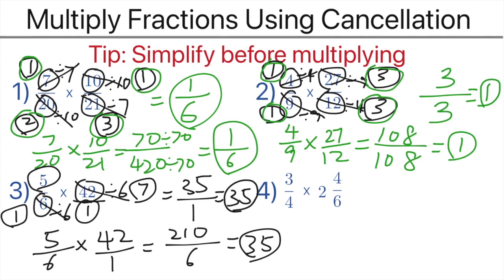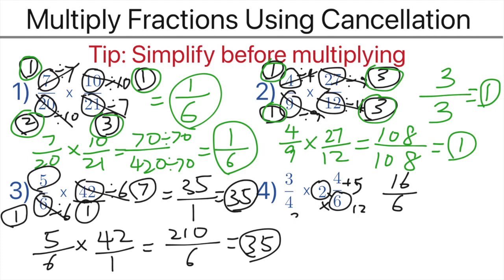For the last example, we have 3 over 4 times 2 and 4 sixths. So here we see that we are multiplying by a mixed number, 2 and 4 sixths. So the first step is to convert the mixed number to an improper fraction. The way we would do that is we would first take the 2, multiply by the 6, and then add the 4. So 2 times 6 is 12, and 12 plus 4 is 16, so this will become 16 over 6.